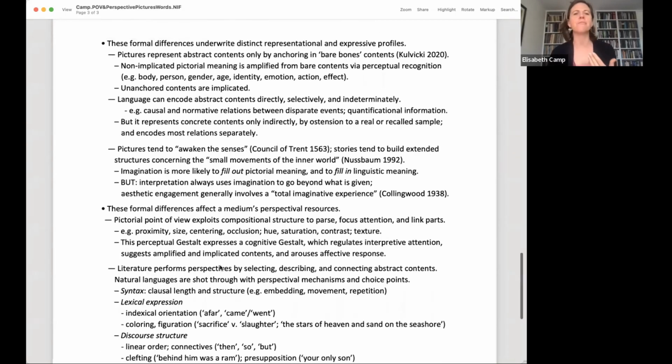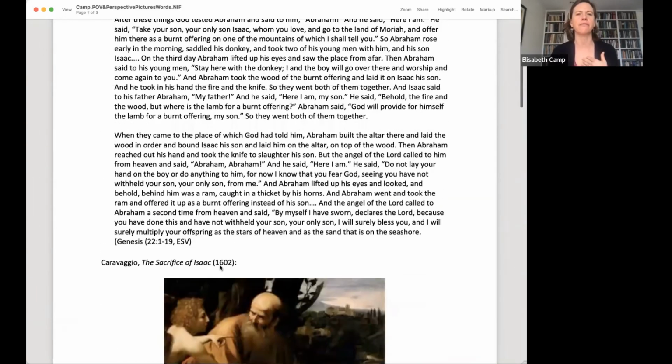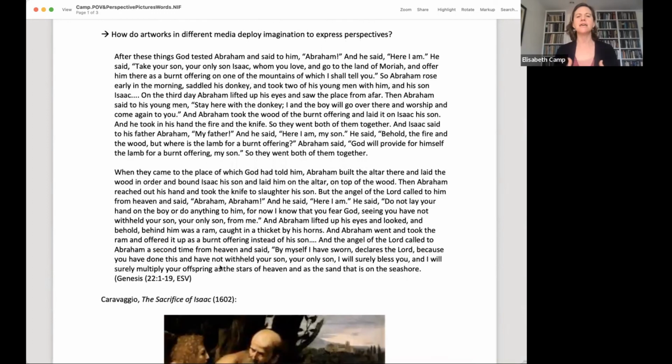So just going back, for me, one of the most poignant parts of the description in the story here is Abraham's repeated saying of here I am, both to God and to his son. I find this incredibly poignant that he's like, here I am, stuck, caught in this situation and responding to it.